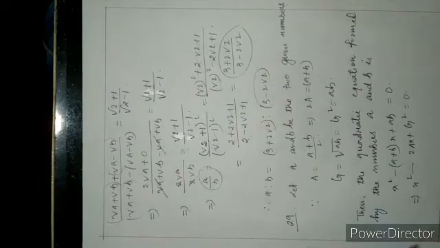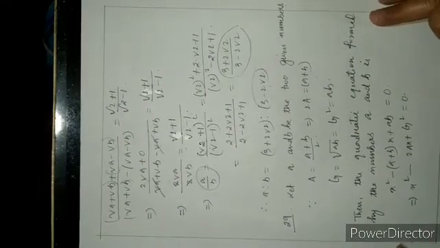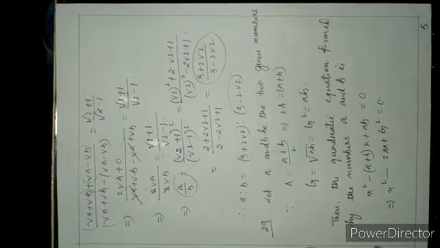Last question is question number 29. If A and Z are the arithmetic mean and geometric mean respectively between two positive numbers, prove that the numbers are a plus minus root over a plus z and a minus z. So A is the arithmetic mean and Z is the geometric mean between any two positive numbers, then we have to prove that the numbers are a plus minus root over a plus z and a minus z.